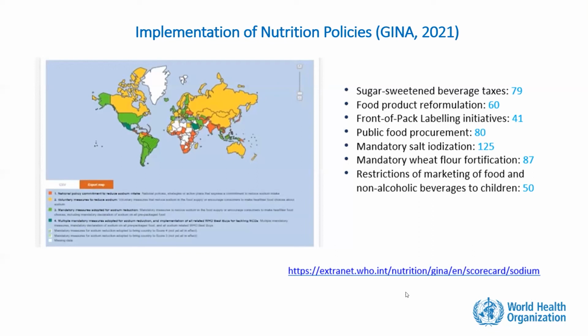Public food procurement is a more interesting one. More countries are doing that. Fortification, I think we're doing well with salt iodization, a bit less well with wheat flour fortification, and the marketing restrictions are really only applied in about a fourth of the countries in the world. So there's quite a lot to do.